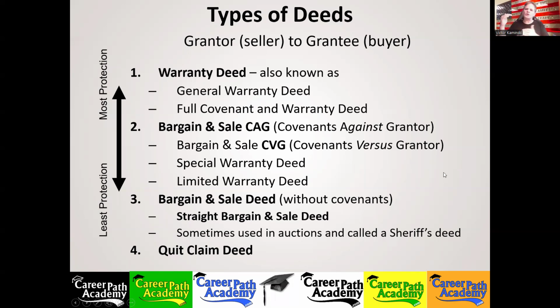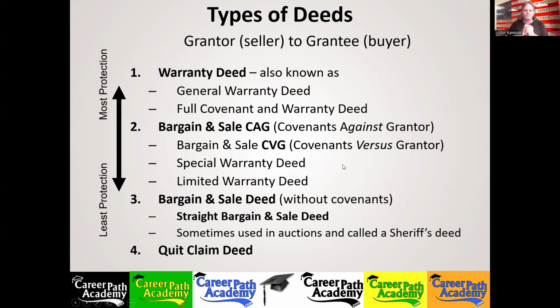It's like, have you ever seen court documents where it's this person against that person? Or sometimes instead of against, it says versus. That's the only thing. But it's also known as a special warranty or limited warranty deed. This is the most common deed used here in New Jersey. The bargain and sale CAG.